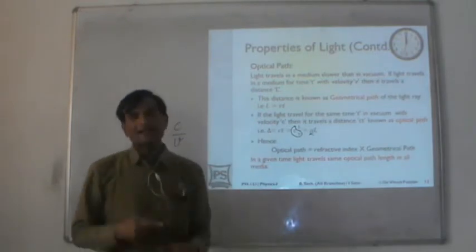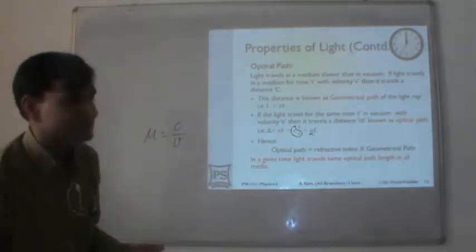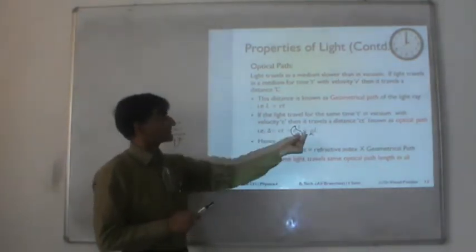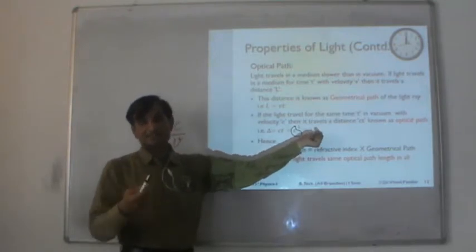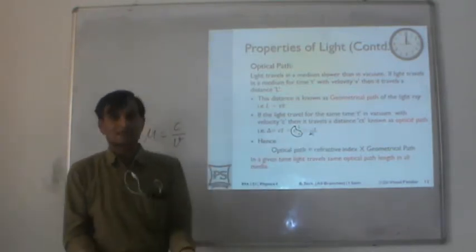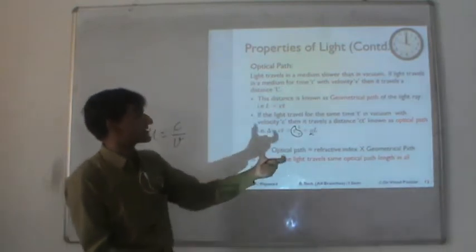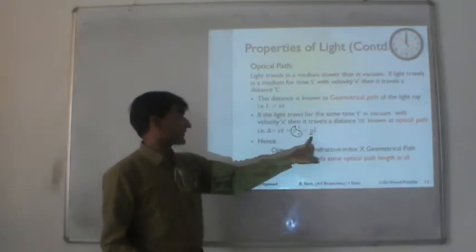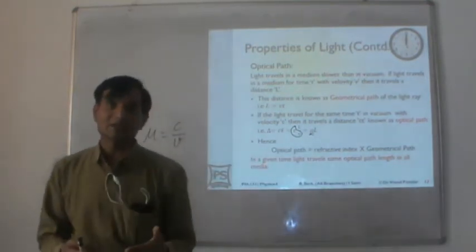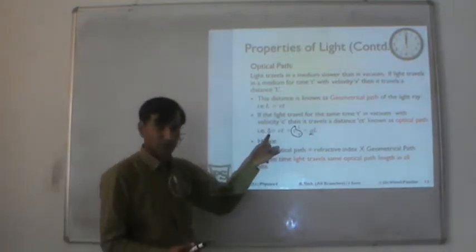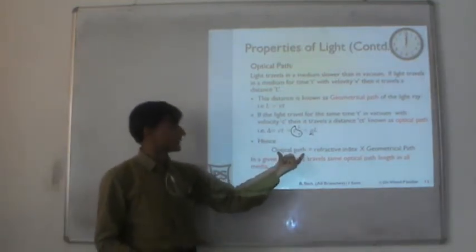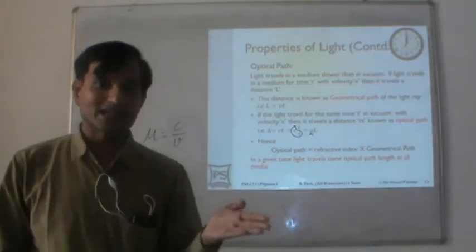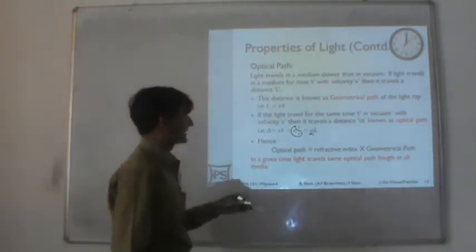Now whenever a light is traveling in a medium, you can always calculate a corresponding optical path for that medium. And that optical path, if L is the geometrical distance traveled by light in that medium, because this L is the actual, physical distance which light is traveling in that medium, and this mu is the refractive index of that medium. So you multiply refractive index and the actual distance traveled by light in that medium, which gives you the optical path. So in general, optical path is the refractive index multiplied by the geometrical path. Geometrical path is the actual or physical distance traveled by light.